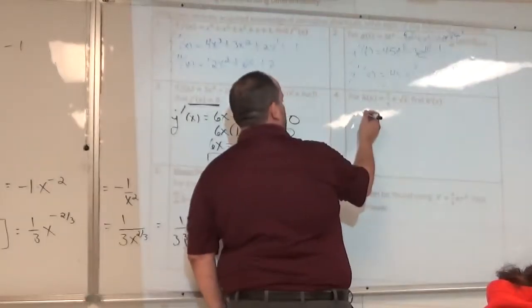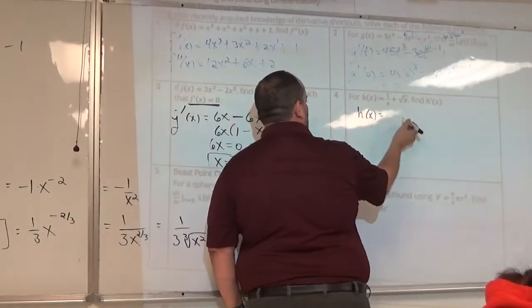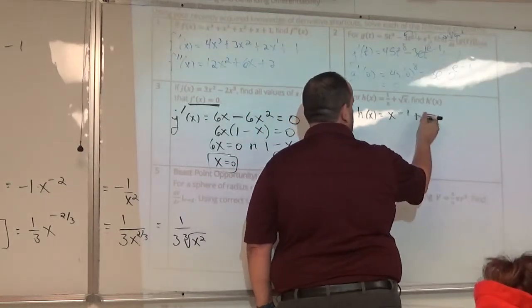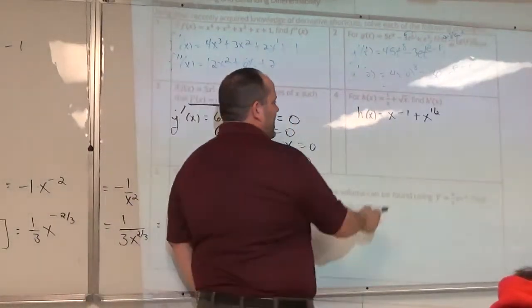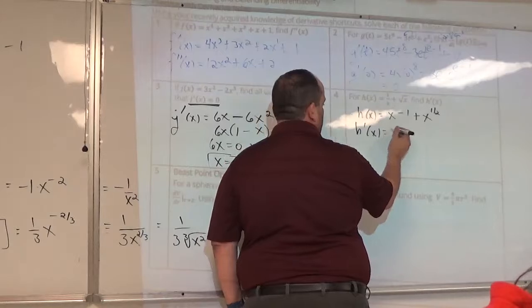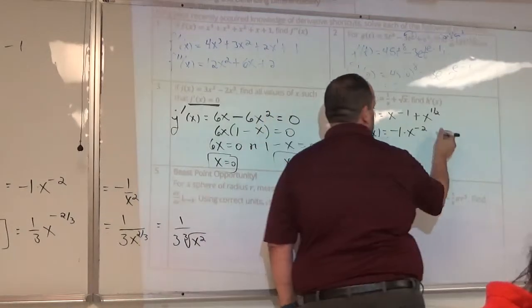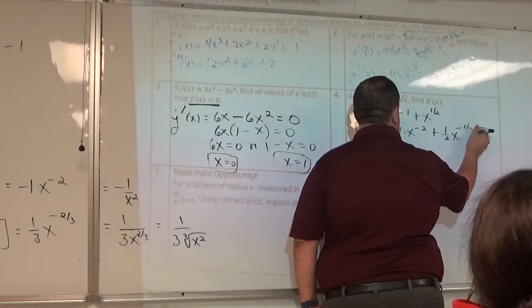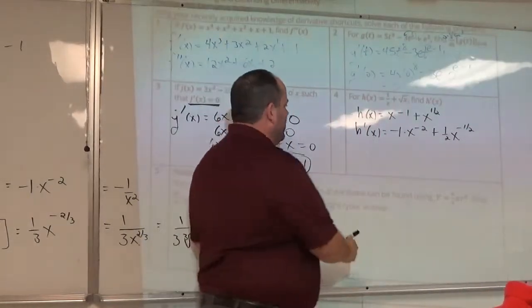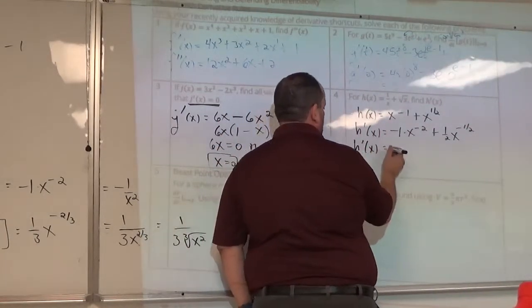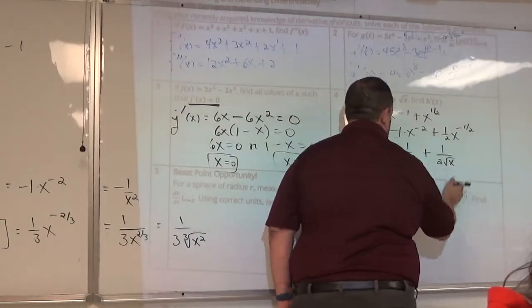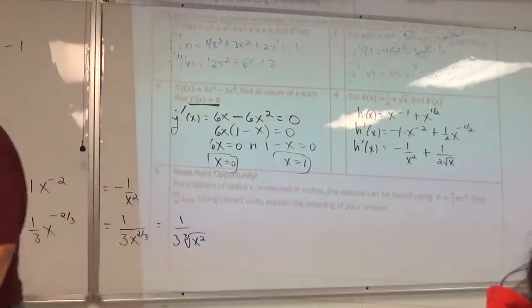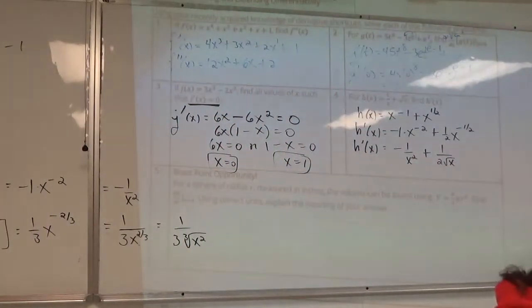Number 4, h of x is equal to 1 over x plus the square root of x. Maybe I'm going to rewrite that first as x to the negative 1. Square root of x is the same as x to the half power. Now take a derivative. H prime is going to be negative 1 x to the negative 2, plus 1 half x to the negative 1 half power. H prime of x, your best answer, is negative 1 over x squared plus 1 over 2 square root of x. That's the derivative.